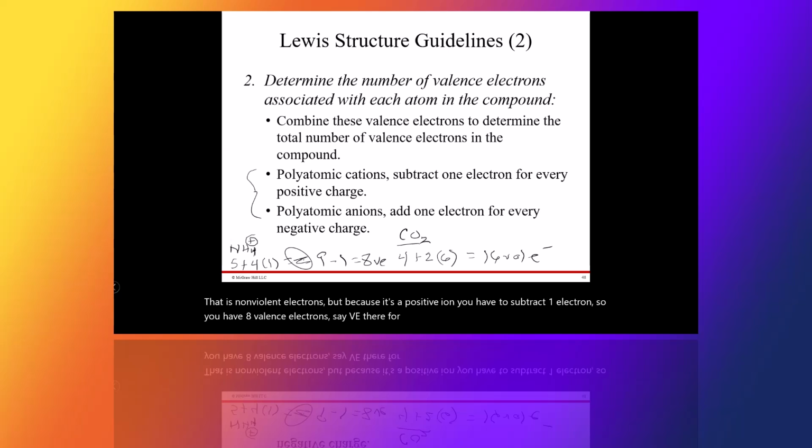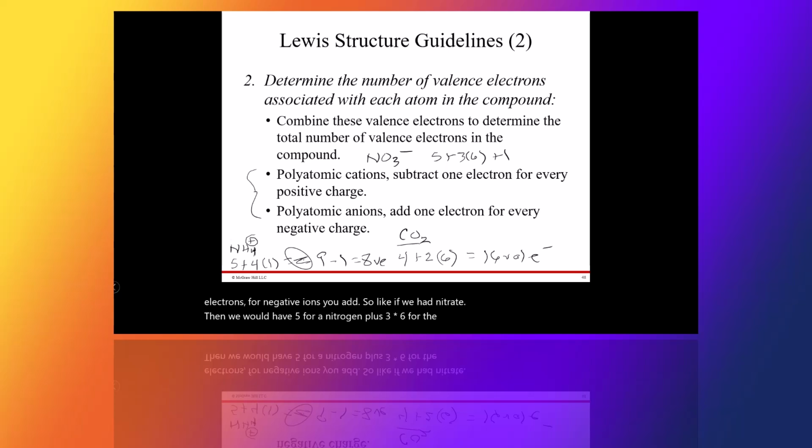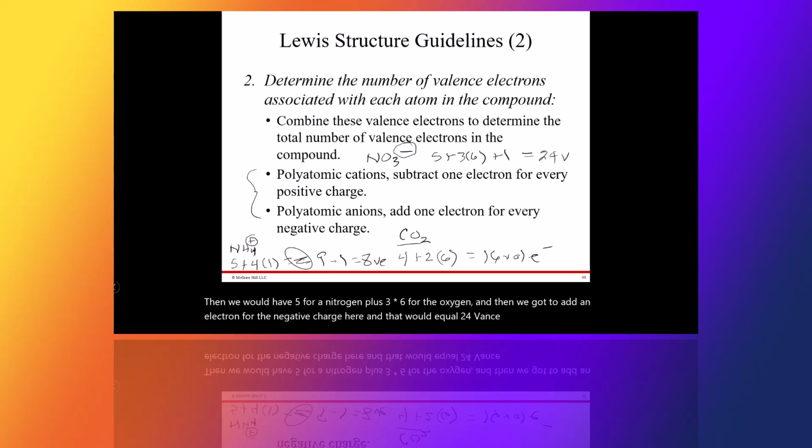So for positive ions, you remove electrons. For negative ions, you add. So like if we had nitrate, then we would have 5 for nitrogen plus 3 times 6 for the oxygen. And then we've got to add an electron for the negative charge here. And that would equal 24 valence electrons. So that's what they're talking about in this slide.